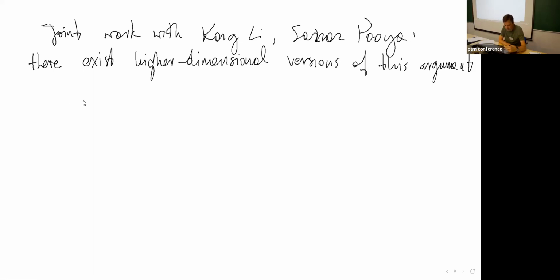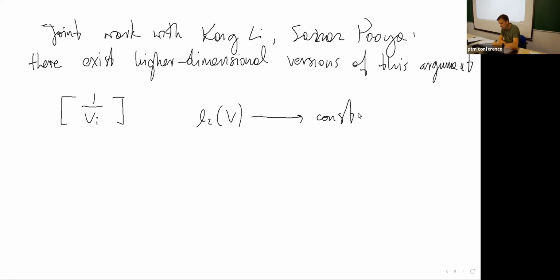So basically, what we do is we reinterpret this projection. This projection on each graph that just averages and projects onto the constant functions on the vertices, so this is from L2 of V onto the constant functions on V.